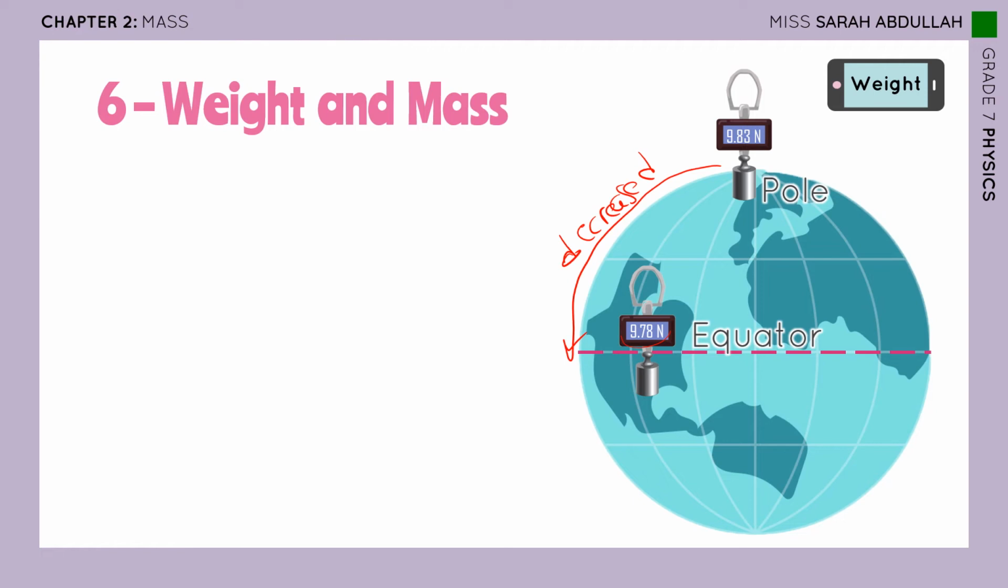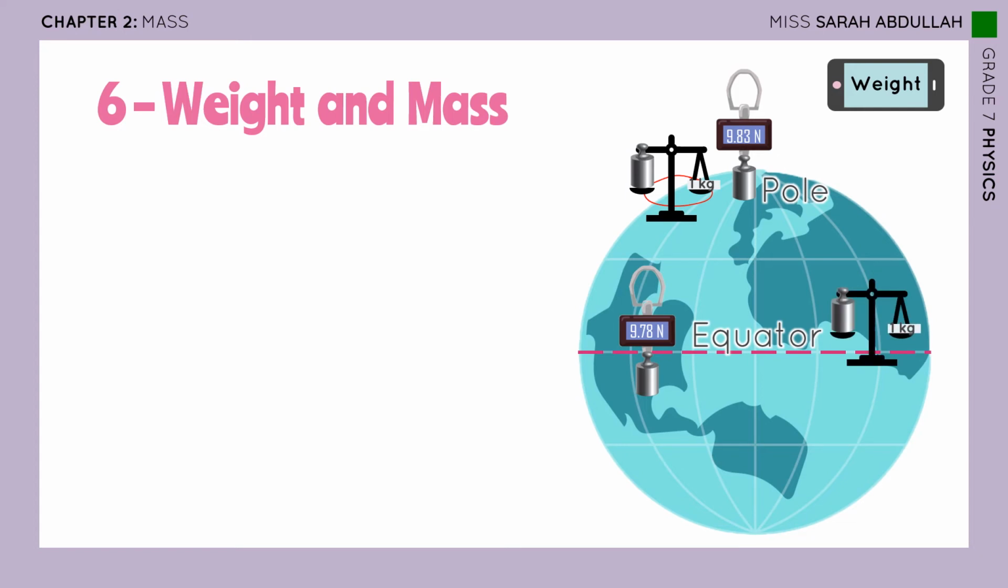Okay, the weight decreased going from the pole to the equator, and it increases going from the equator to the pole. How about the mass? We're talking about weight here. How about the mass? Let me put the 1 kilogram on a balance. So it gives me 1 kilogram. Let's put it on the equator as well. Oh, it also gives me 1 kilogram. So the mass is constant. Okay, it does not change from one place to another.